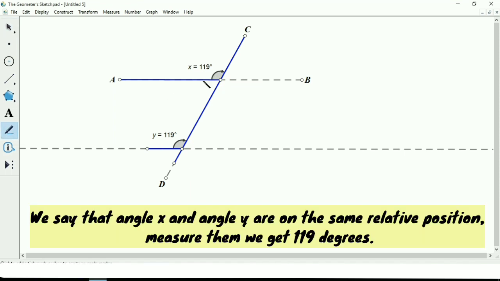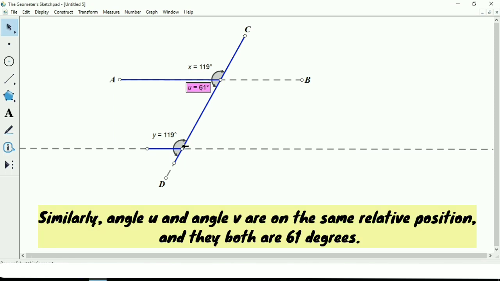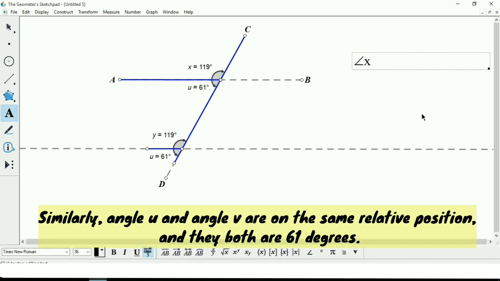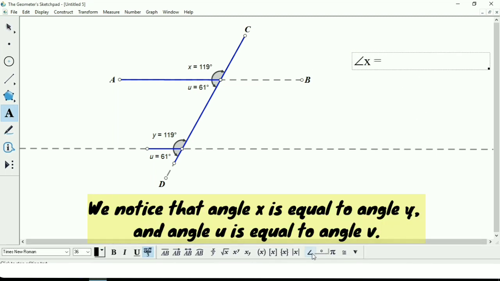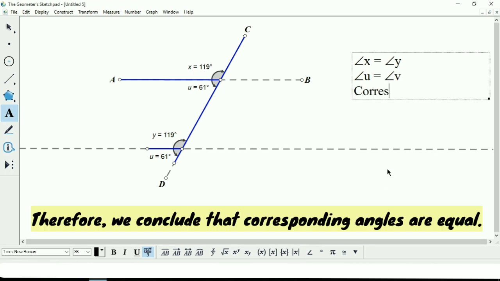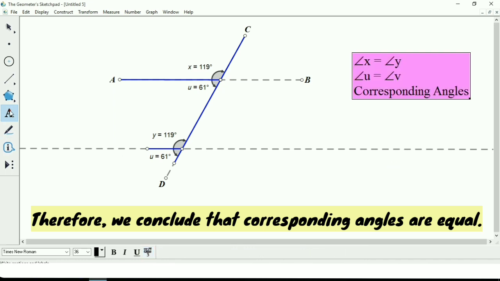We say that angle X and angle Y are in the same relative position, and when we measure them, we get 119 degrees. Similarly, angle U and angle V are in the same relative position, and they both are 61 degrees. We notice that angle X is equal to angle Y, and angle U is equal to angle V. Therefore, we conclude that corresponding angles are equal.